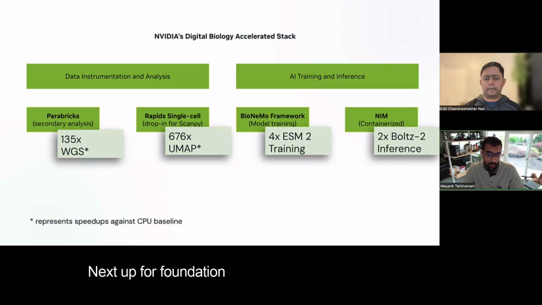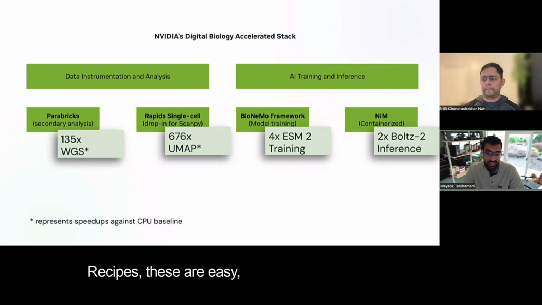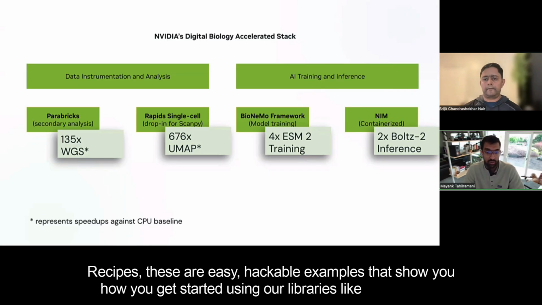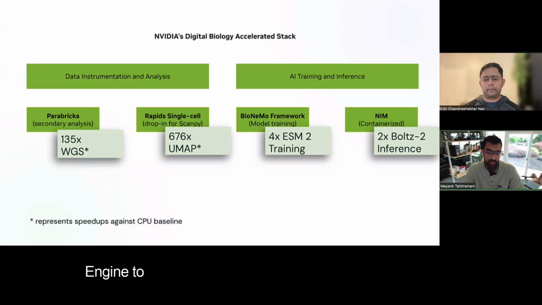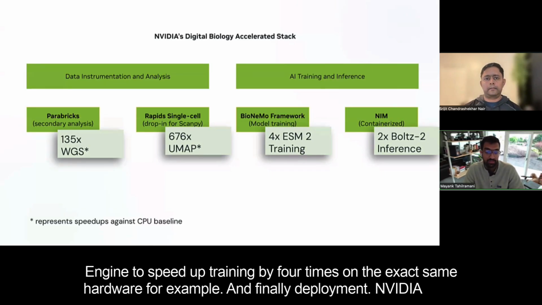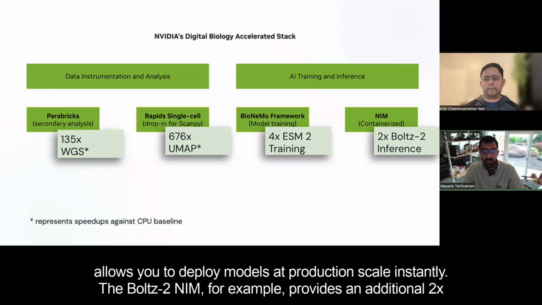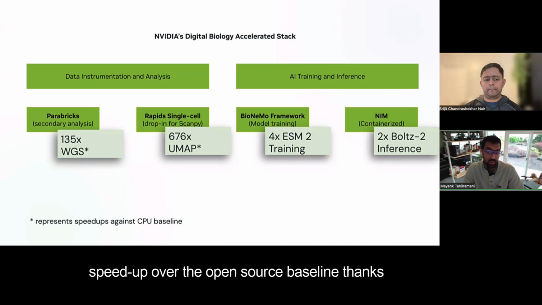Next up, for foundation model training, for example, we have BioNeMo recipes and BioNeMo frameworks. In BioNeMo recipes, these are easy, hackable examples that show you how to get started using our libraries like Transformer Engine to speed up training by 4 times on the exact same GPU hardware, for example. And finally, deployment. NVIDIA NIMs allows you to deploy models at production scale instantly. The Boltz 2 NIM, for example, provides an additional 2x speed up over the open source baseline thanks to our own TensorRT optimizations built in.